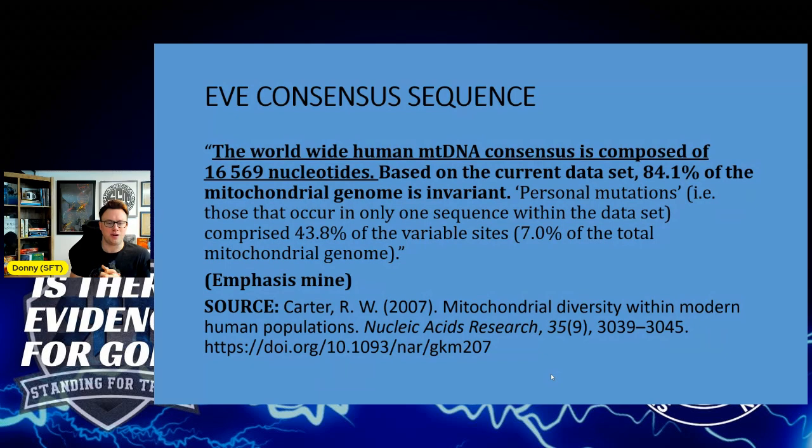And this specific paper, what it has done is it's looked at the mitochondrial DNA in the world. Dr. Rob Carter has lined mitochondrial DNA in the world up. And when you do this, what has been noticed is that 85% of the roughly 16,000 letters of mitochondrial DNA have exactly the same letter. And that tells us that Eve had that letter. And so you'll notice here, based on the current data set, 84.1% of the mitochondrial genome is invariant.